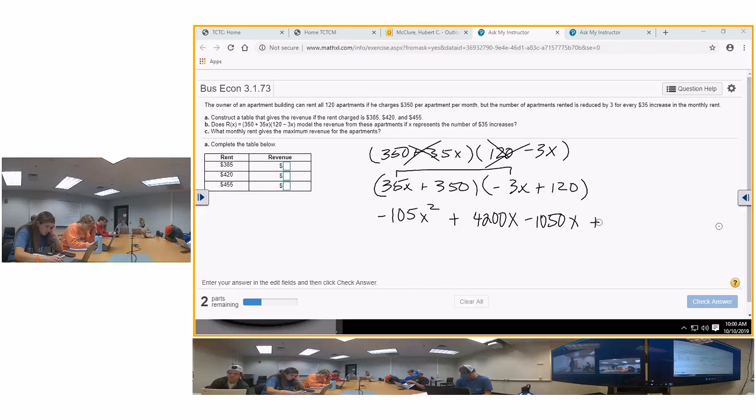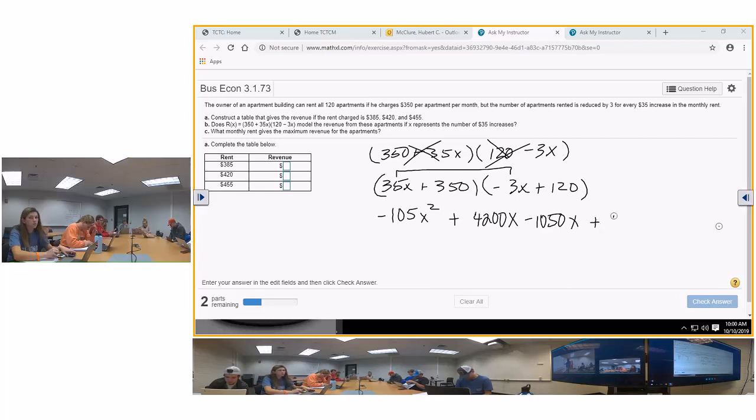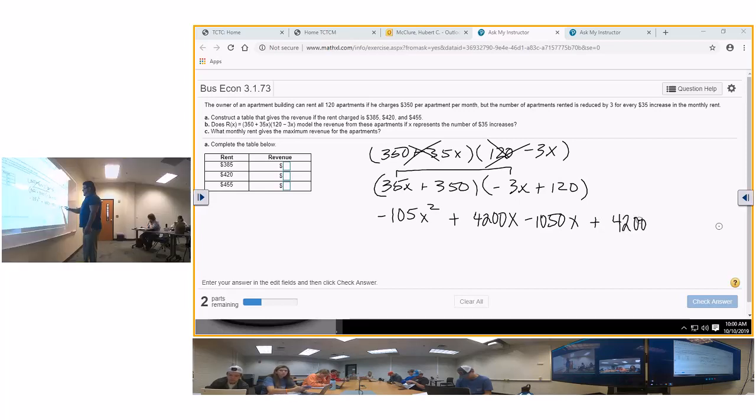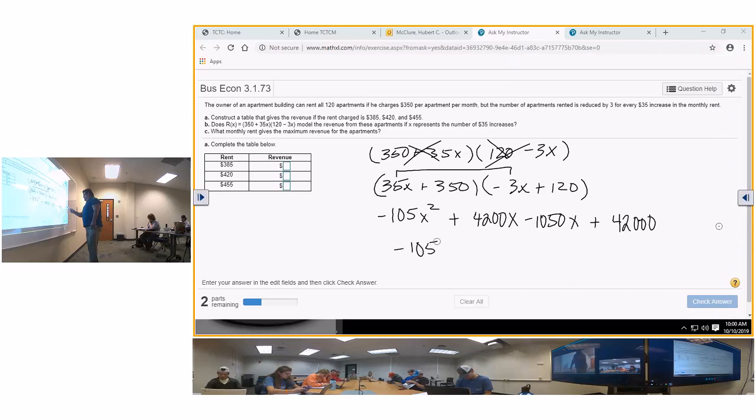Wait, the 420 minus 1050? No. 350 times 120. I'm doing FOIL. I'm doing the last. 42,000. Somebody check my 1050 and make sure that's correct, because I did it in my head. So negative 105 is 1050, right? And then 4,200 minus 1050 is 3,150. Yep.